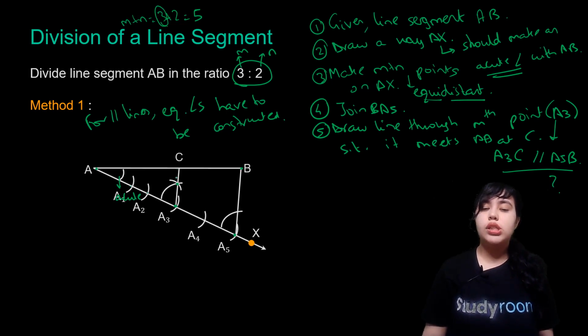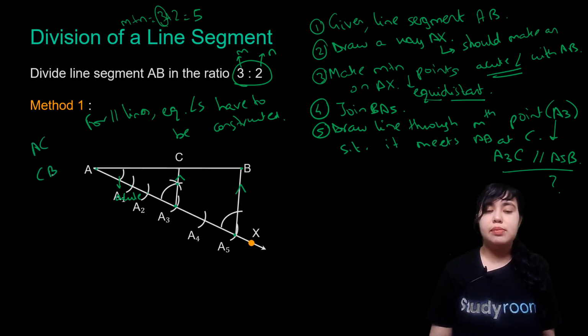So now you will notice that A3C and A5B are parallel because the corresponding angles are equal. When are corresponding angles equal? When the lines are parallel. So now I want you to grab your ruler and measure this distance AC and this distance CB. If you take their ratio, it will turn out to be 3:2.